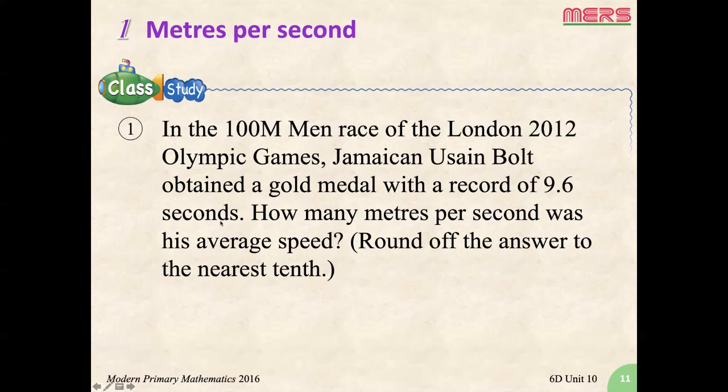Okay, so let's try together using 100 divided by 9.6 in column form. Okay, I give you a few seconds to do so. Remember how to do division of decimals. You have to align the decimal point, and then you have to calculate the answer up to the nearest hundredth in the column form, and then do the rounding off. Okay, so 10 more seconds.